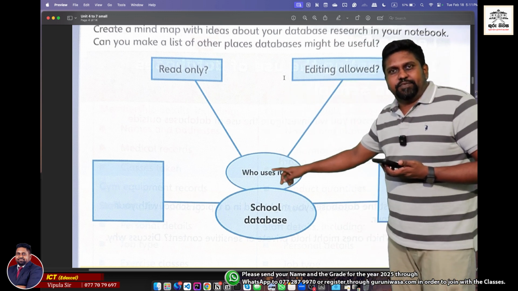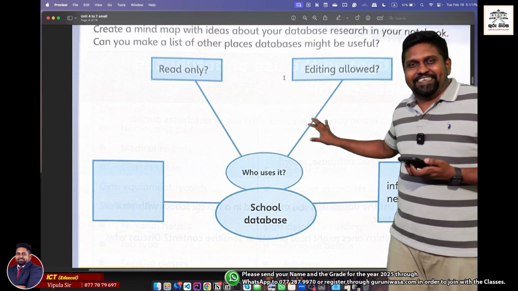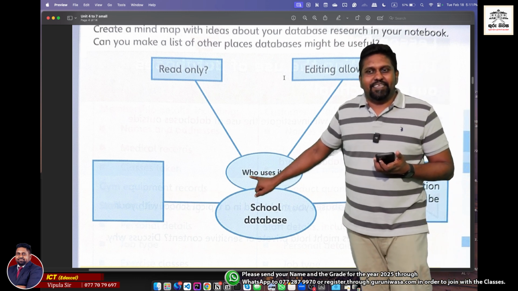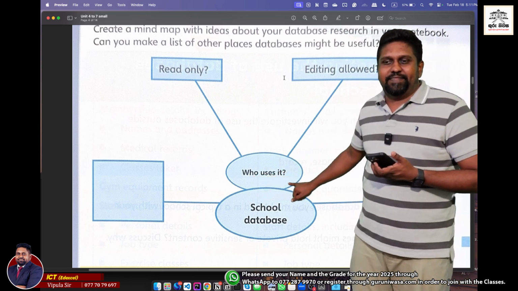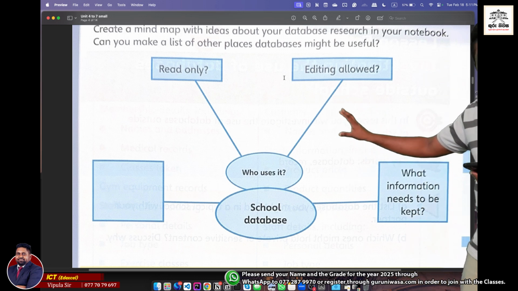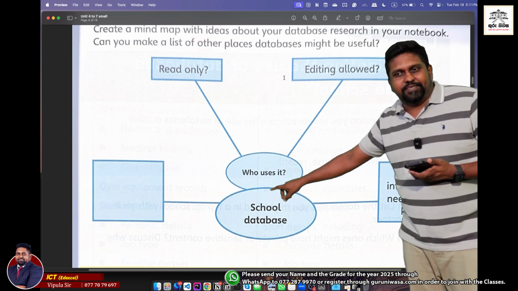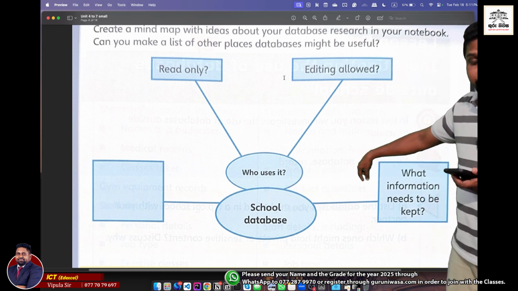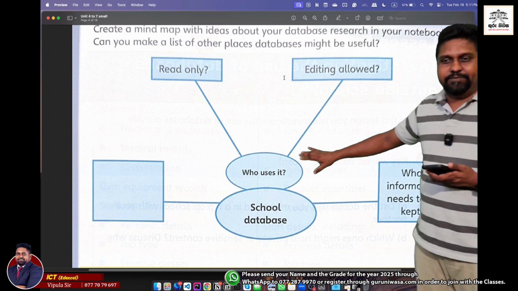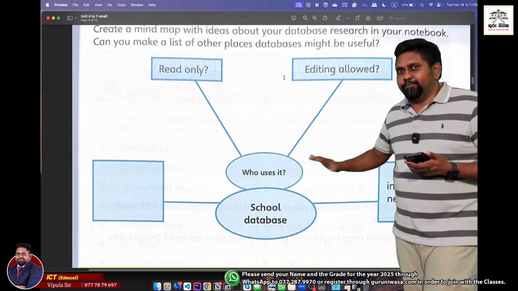So just draw something like this, a simple design, simple layout. So let's get a database. Just draw a simple design like this. Draw one circle. Put two squares on the side, and then here basically who uses it. Who uses it means who is going to use it.